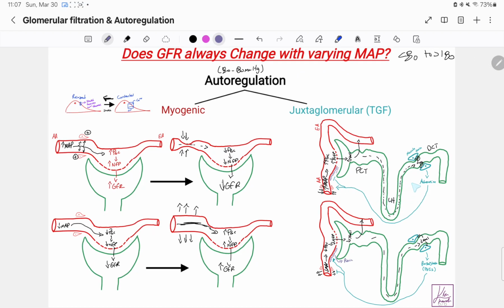So again, the entire point of this JG and this myogenic mechanism is to just flow autoregulate, just regulate the amount of blood flow coming in. One of them is just the smooth muscle myogenic response, where if I have too high, we stretch and we contract and we lower the blood flow. If I have too low, then I relax the smooth muscle, which brings in more blood flow.